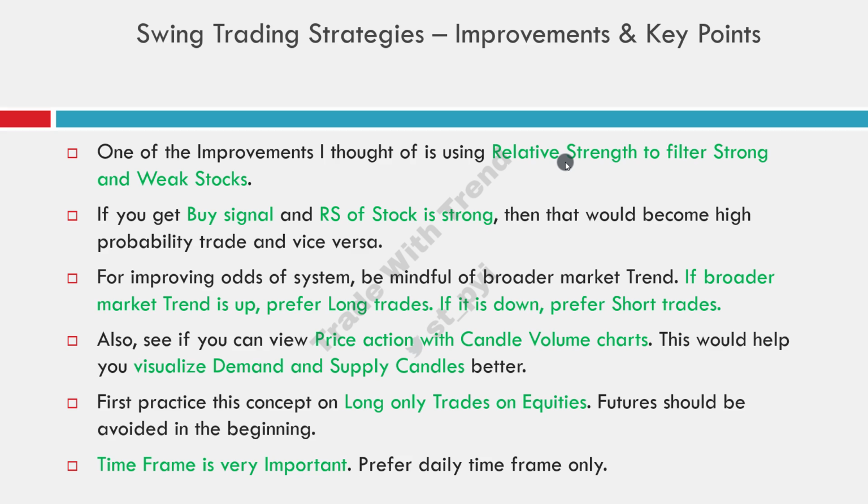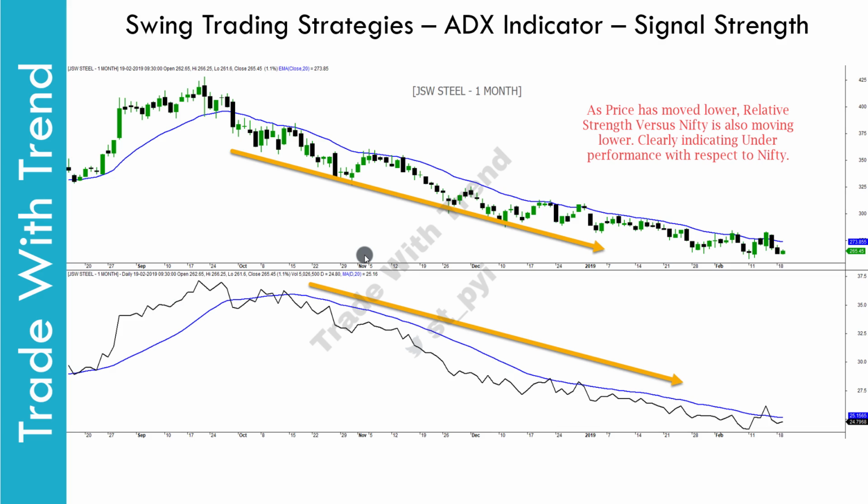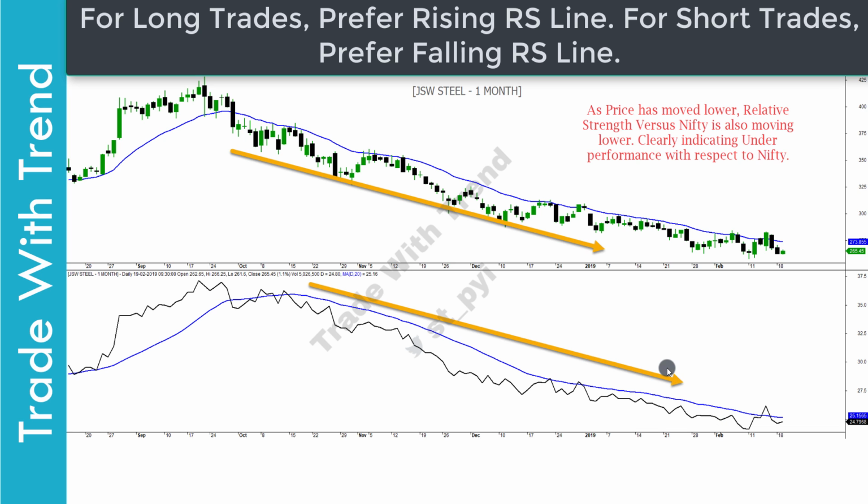This is completely different from the RSI indicator. Links to all these videos will show up at the top end of your screen. Let me just show you this point that I've mentioned on a chart. So this is the relative strength chart when compared to Nifty. This is the standard price chart of JSW futures, and this is the relative strength line of JSW against Nifty. So as price has moved lower, relative strength versus Nifty is also moving lower. So clearly this is indicating underperformance with respect to Nifty, making it an ideal candidate to short sell.